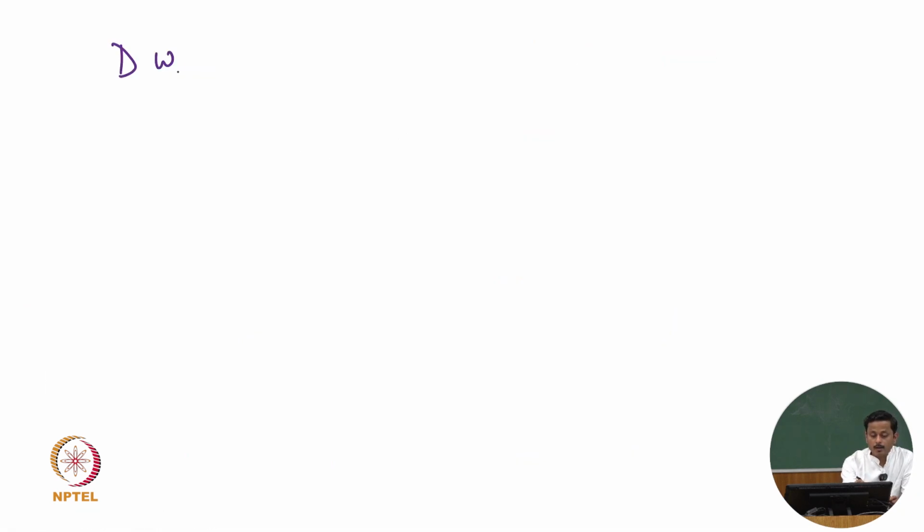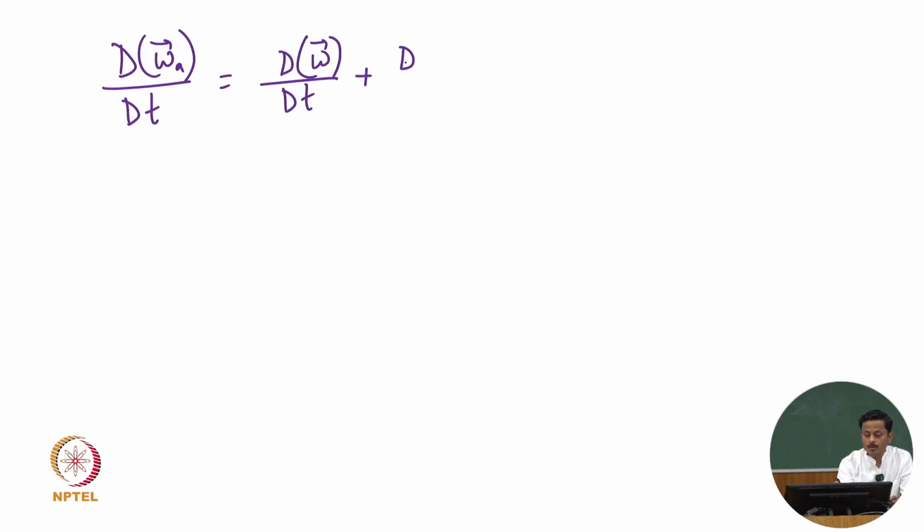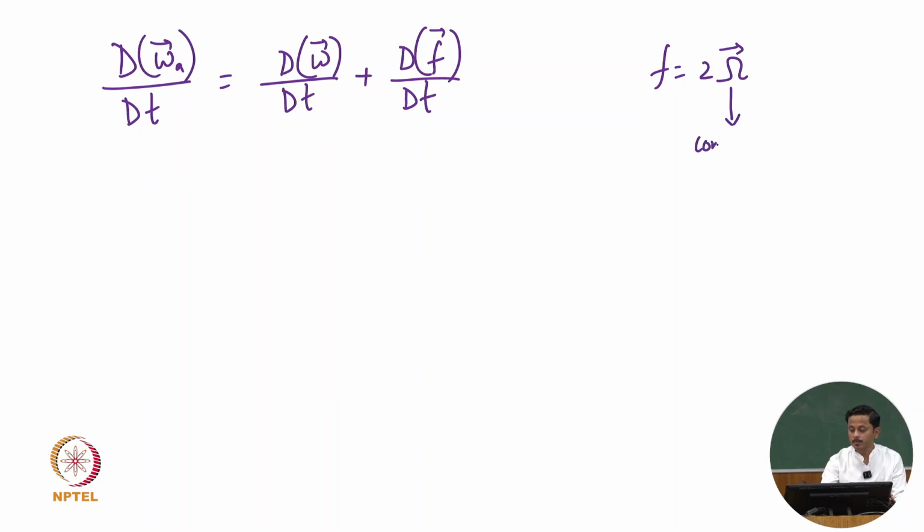Even if the original term should have been the absolute vorticity, this is the total derivative of the relative vorticity plus df/dt. Given the fact that f equals 2 omega and omega is constant, hence the time derivative is 0. So the only term that remains is the total derivative of the relative vorticity.